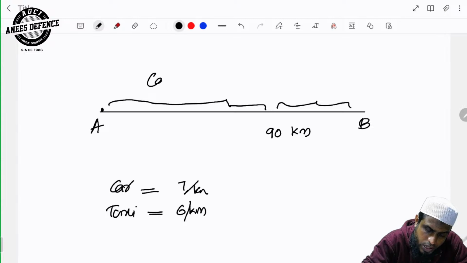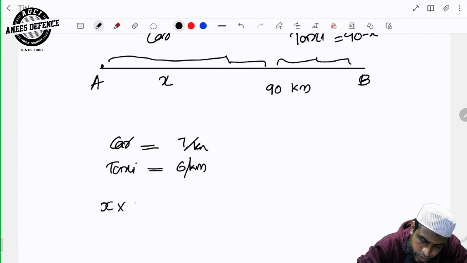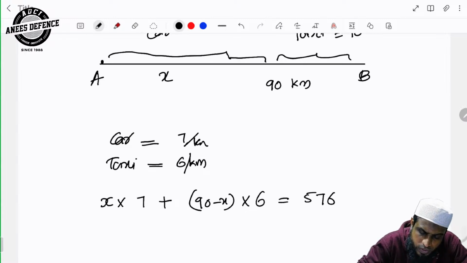For example, this is the car and this is the taxi. The car distance is x, which means the taxi distance will be 90 minus x. The car is 7 per kilometer and the taxi is 6 per kilometer. The total fare is 576. So x into 7 plus (90 minus x) into 6 equals 576.